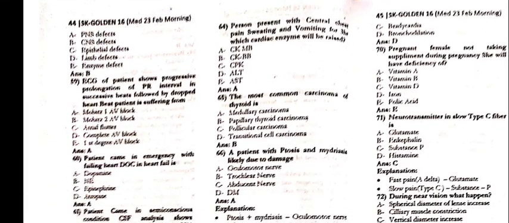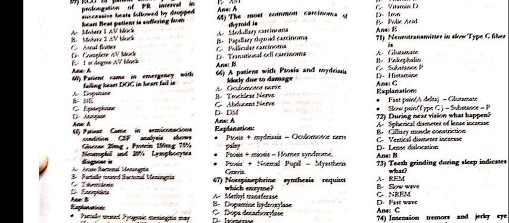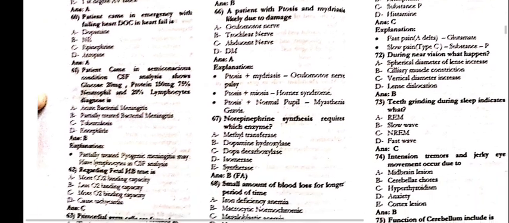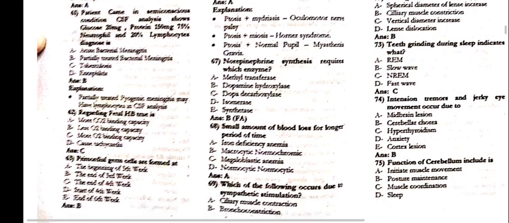59, ECG of patient shows the progressive prolongation of PR interval in successive beats followed by a dropped beat, that is definitely the Mobitz type A block. 60, the patient came in the emergency with failing heart, drug of choice in heart failure would be the dopamine. Next, the patient came in a semi-conscious condition. CSF analysis shows low glucose, high protein, this is basically the partially treated meningitis.